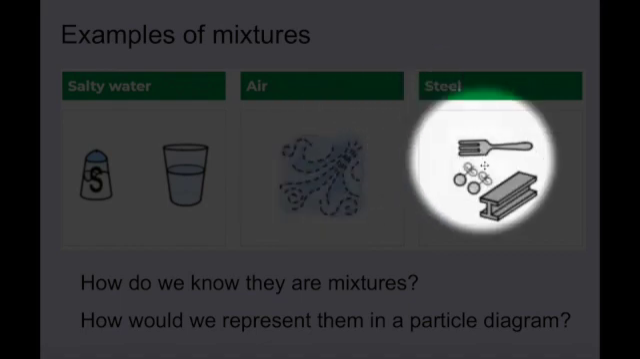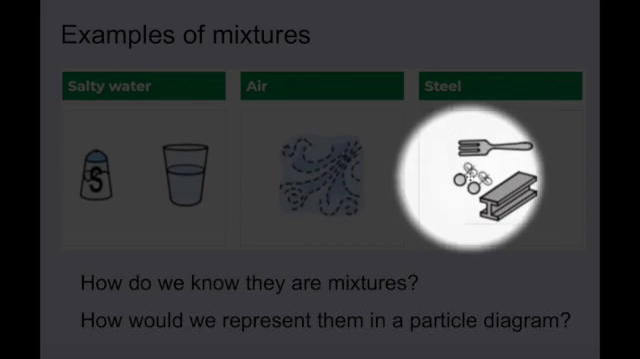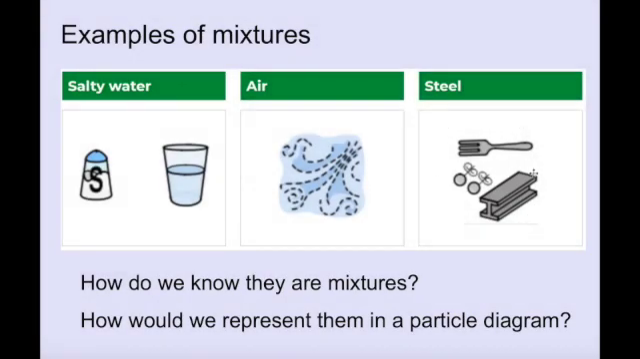Now, steel, a bit trickier, you might think, with this one. Steel is made up of two types of metal. It's made up of carbon and iron. So again, it is a mixture. It is not a pure substance.